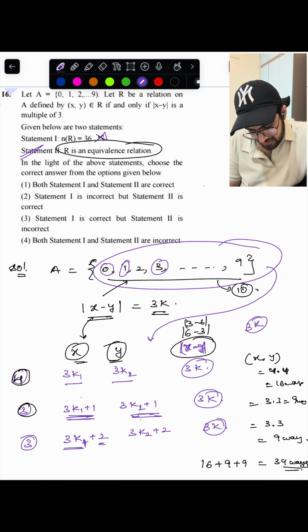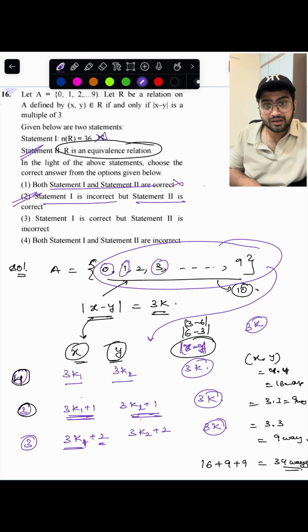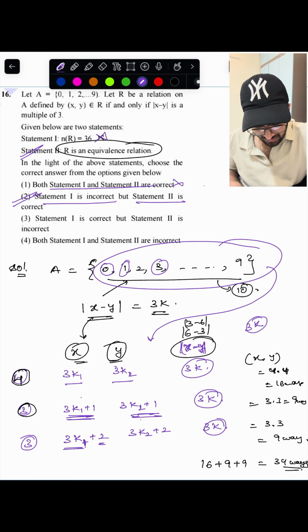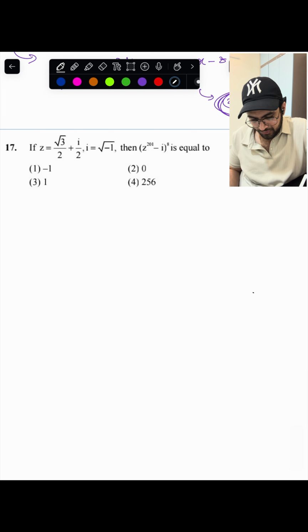So check the options. Statement 1 is incorrect, statement 2 is correct. Second option. Done. So that's about the 16th question. Let's move to the next question. It's the 17th question. What is given here?